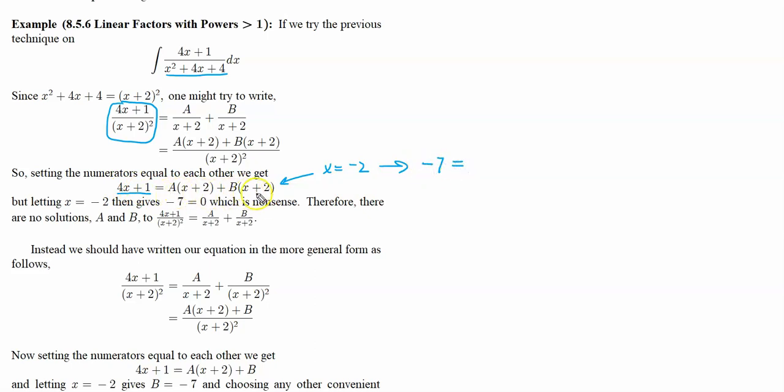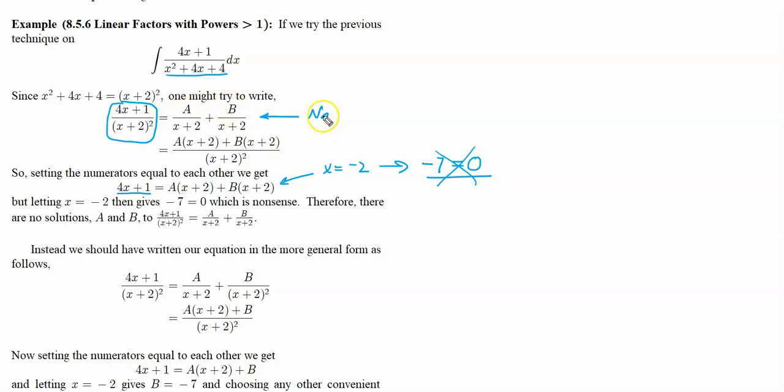And then the right-hand side is going to be 0. Both of these terms are going to be 0 when I put -2 in for the x, and we get this statement. Well, obviously -7 can't equal 0, right? This is nonsense. So what that tells us is that there is actually no solution to this problem.